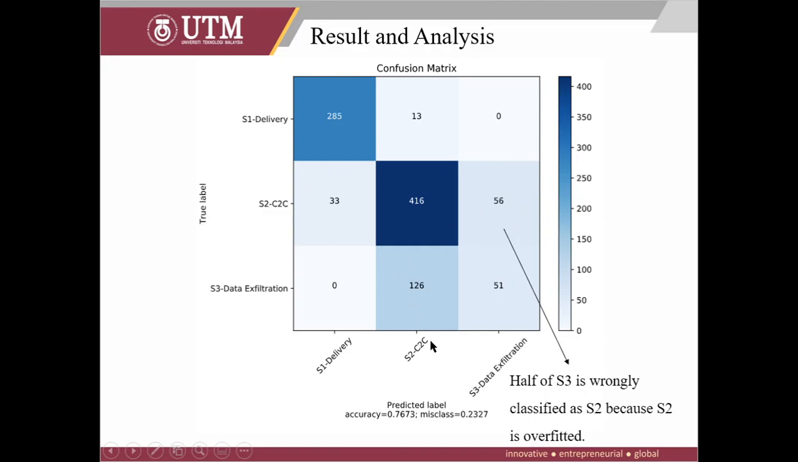What happens is when S2 is overfitted, other stages are classified as S2 as well when they are not. Maybe this is one of the reasons that causes half of the S3 to be classified as S2 instead. The other thing we notice is that S2 has a high number of being classified as S3, which is wrong. We are seeing S2 have a high true positive and also a high false positive here.